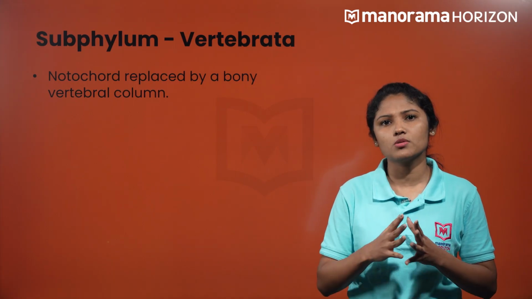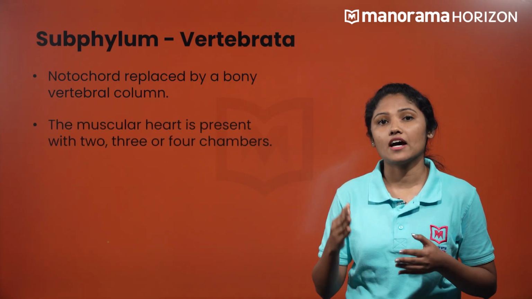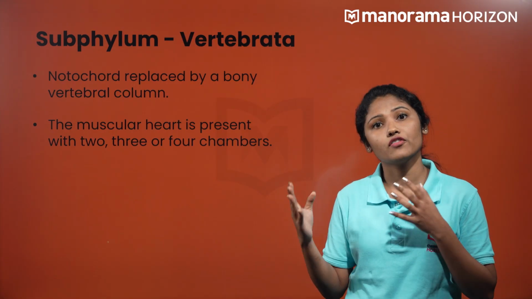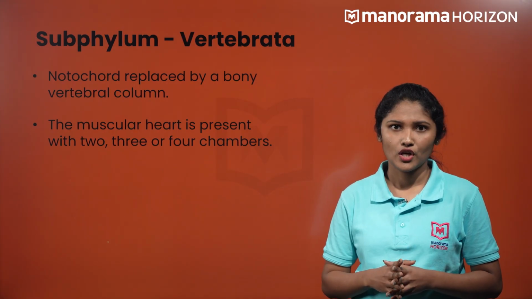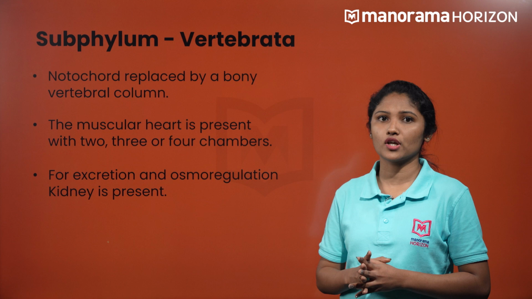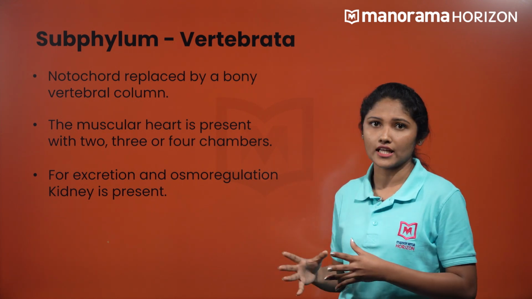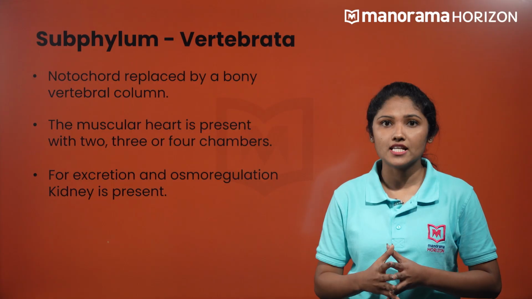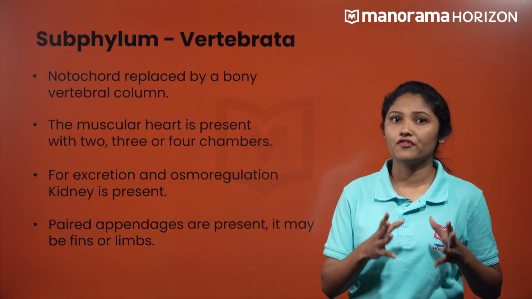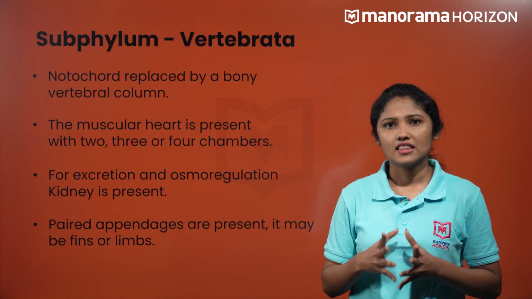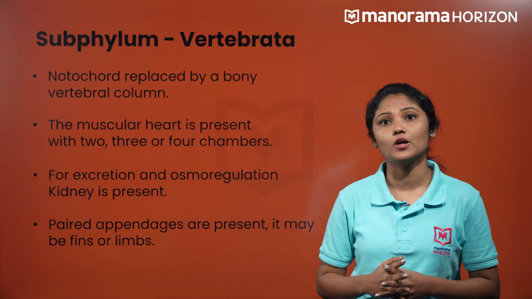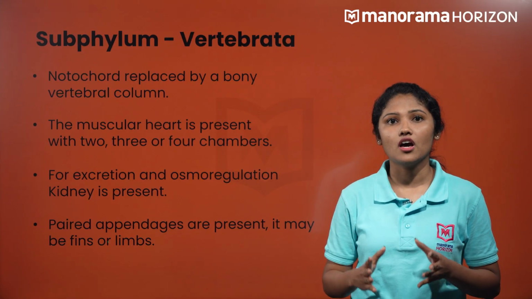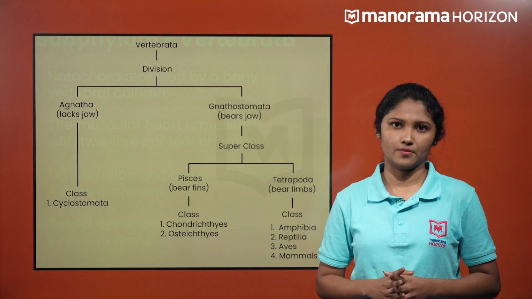Compared with the other 2 subphyla, vertebrates have ventral muscular hearts with 2, 3 or 4 chambers. For excretion and osmoregulation, a specific organ named kidney is present and paired appendages are present. It may be fins or limbs. These are some common features of vertebrate members. Now, let's discuss the division of subphylum Vertebrata.